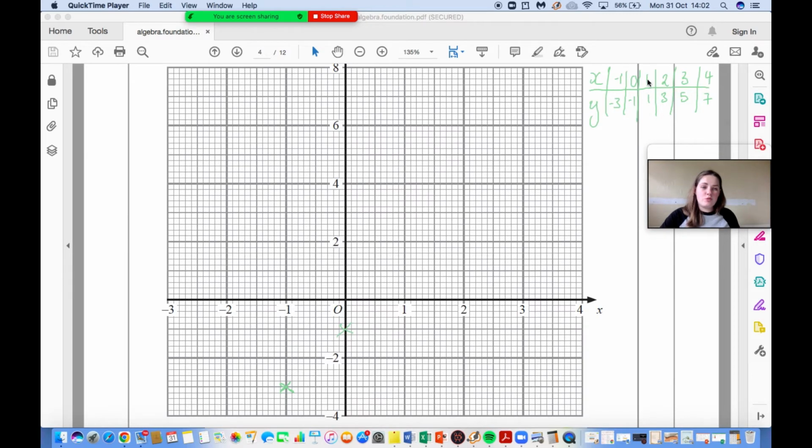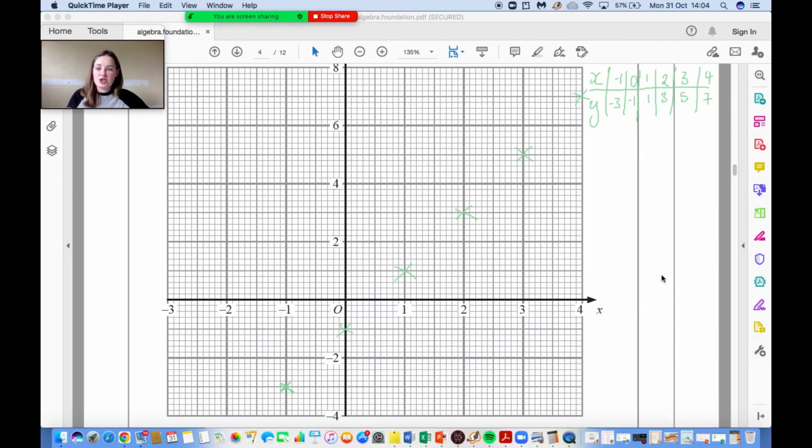Then our third one is 1, 1. So we'll go across to 1, and this time up to 1. It's not -1, it's +1, so it goes there. Then you've got 2, 3. So we'll go across to 2 and up to 3. 3, 5, across to 3 and up to 5, which is there. And then 4, 7. 4 and then 7, it's just there. Okay.